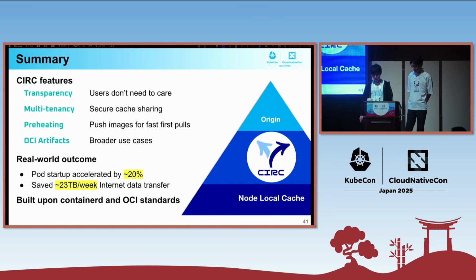And what about the results in the real world? The results were great. We accelerated pod startup by about 20% on a cache hit. And we saved around 23 terabytes of internet data transfer in just 1 week. So by solving the bootstrap and the thundering herd problem, we built a fast and reliable image cache solution for large systems. Thank you very much.